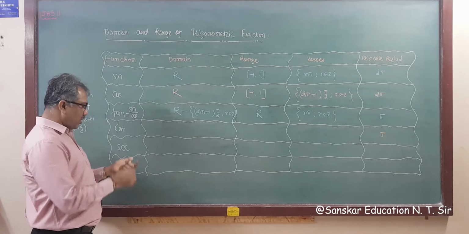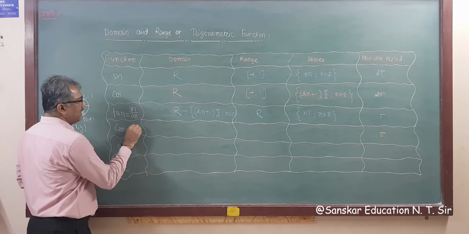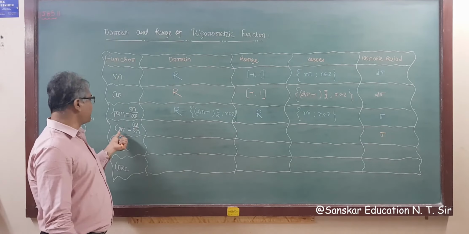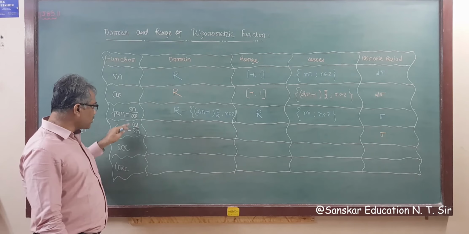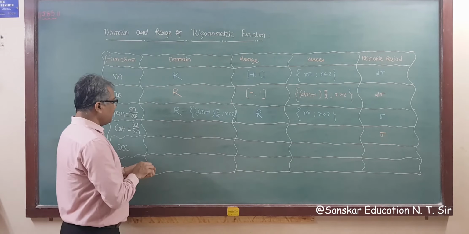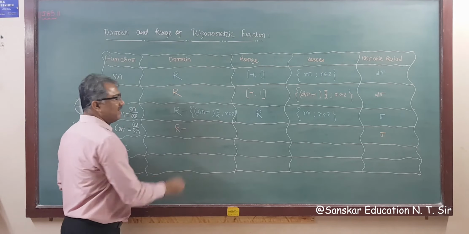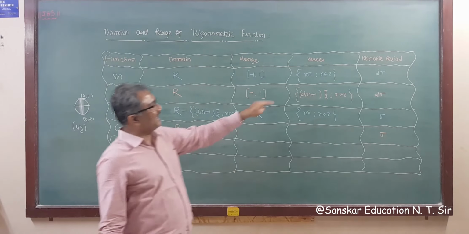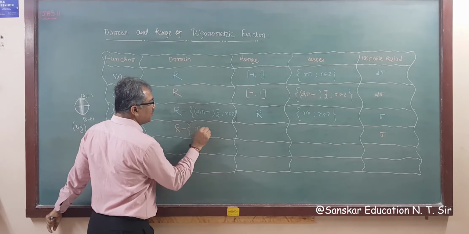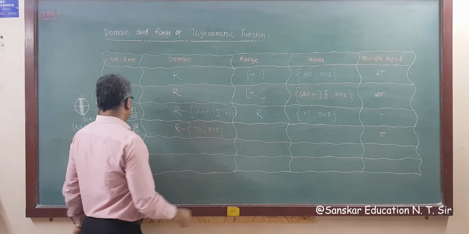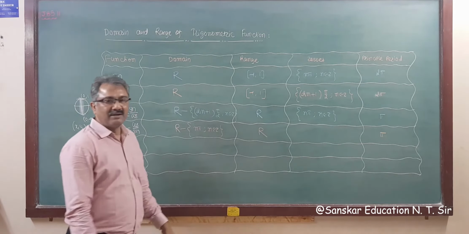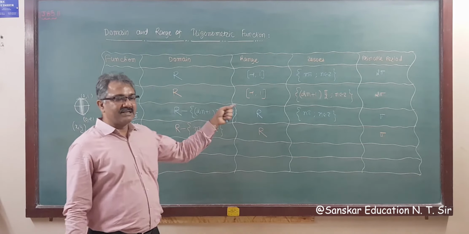Again, cot. Cot means cos upon sine. So again, the domain for which cot is defined: since cot means cos upon sine, sine must not be equal to 0. That means from R you have to subtract the set of zeros of sine, which is n pi, n belongs to Z. That is the domain of the cot function. The range, obviously, is R, since it is defined for all values.